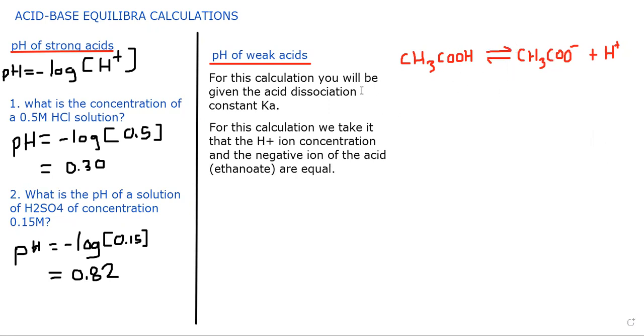All right, but just know that for weak acids, when it dissociates, an equilibrium will be set up. If you're asked to write the equation, do not use a single arrow. It's an equilibrium, so you must use double-headed arrows. Reaction going forward and the reverse reaction.